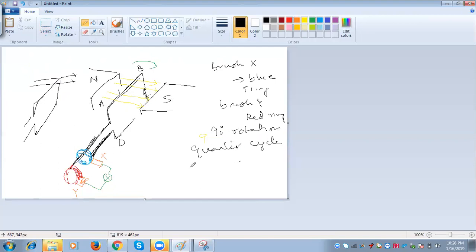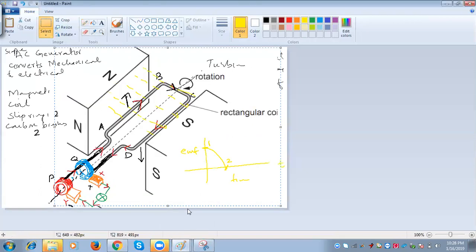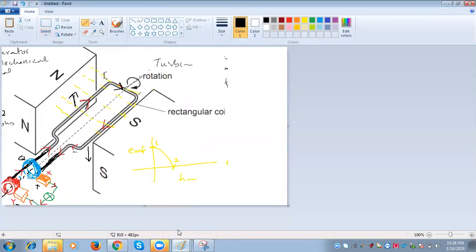Okay, that graph, if you see that graph, the third one. See here, this is a quarter cycle. Now, after this, the coil again, when the coil is at a position between 0 and 90, like tilted, there will be some EMF induced.